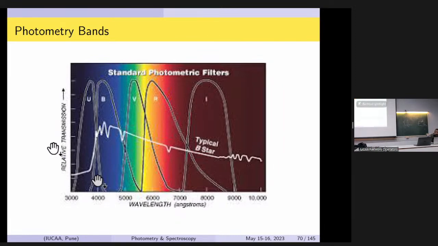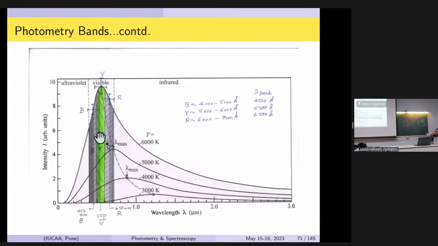So let's see, I have that plot here somewhere. This one. Now you see, this is the same plot which we showed yesterday also. Now I have sketched it by hand. This is B, V, and R, and the same temperature, different temperatures. These are the B, V, and R bands, 1000 angstroms, and these are the peaks.